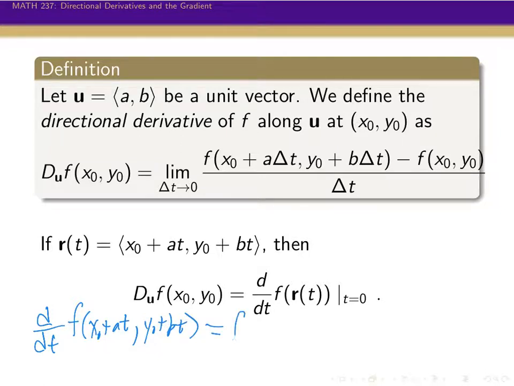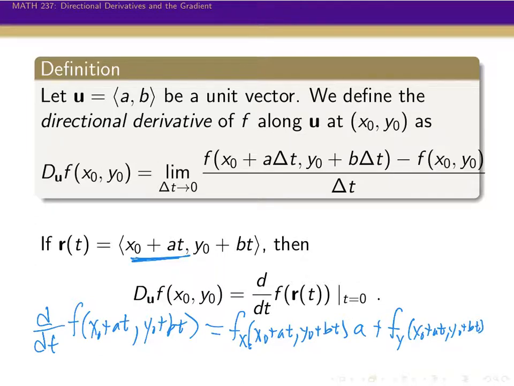What do we get? So it would be f partial in terms of x at x naught plus at, y naught plus bt times the derivative of the x component in terms of t, which would just be a, plus fy at x naught plus at, y naught plus bt times the partial of the y component in terms of t, and that would just be b. And then when we set t equal to 0, these guys are just going to go away. And so this is kind of the idea on how we can evaluate these.